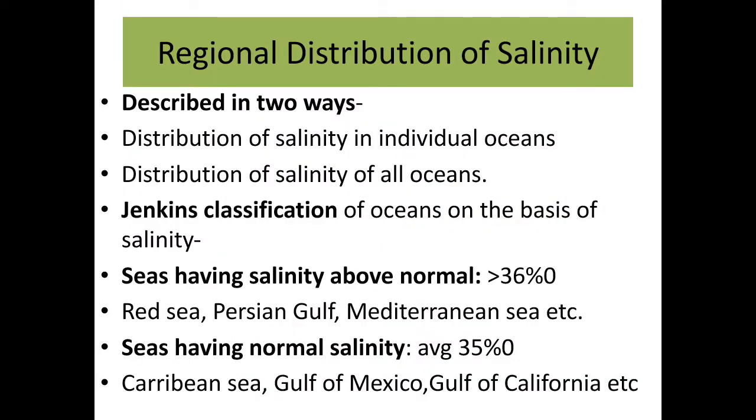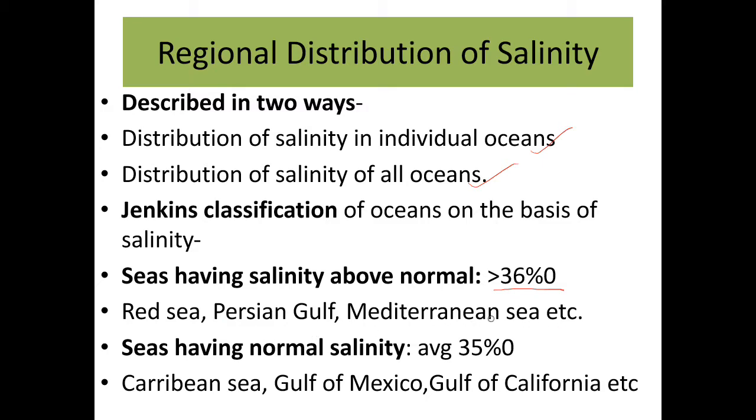Regional distribution of salinity is described in two ways: distribution of salinity in individual oceans, which we have discussed already, and distribution of salinity of all oceans. Jenkins classified oceans on the basis of salinity into three different types. First, seas having salinity above normal, which is above 36 per thousand, for example, the Red Sea, Persian Gulf, and Mediterranean Sea.